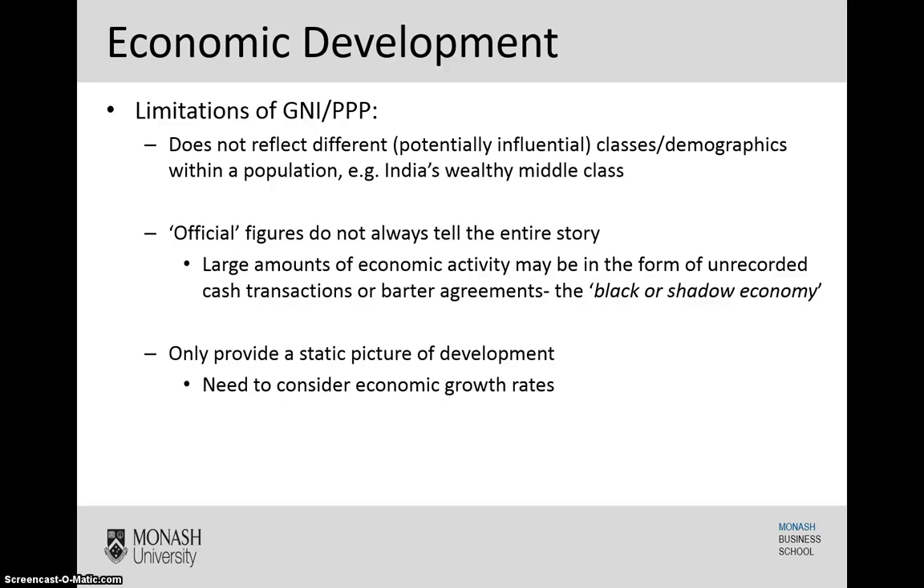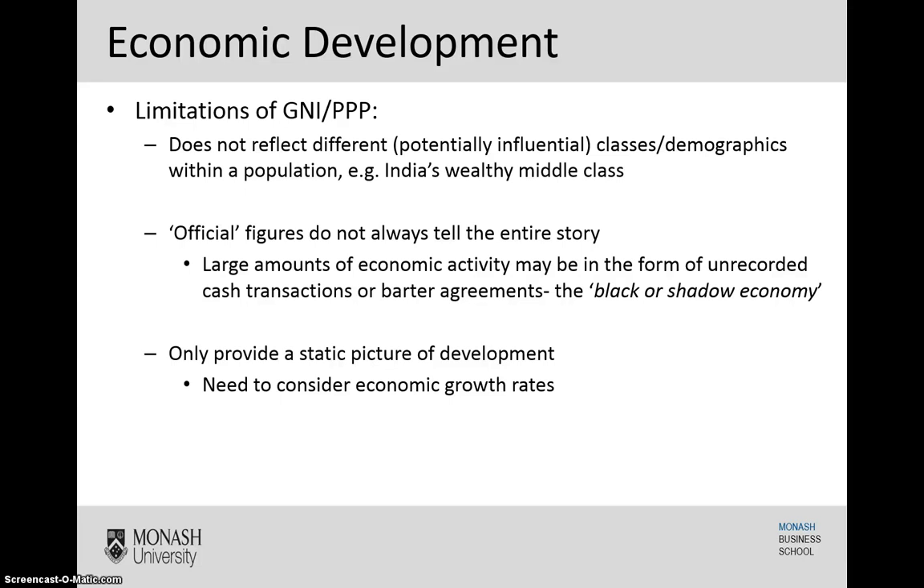What we tend to find is that in a lot of especially less developed nations, there are large amounts of economic activity, sales and transactions and so on, in the form of unrecorded cash transactions, or potentially even barter agreements. That is effectively saying, I'll give you this if you do something for me in return, that doesn't necessarily involve any cash exchanging hands. And this is known as the black or shadow economy.